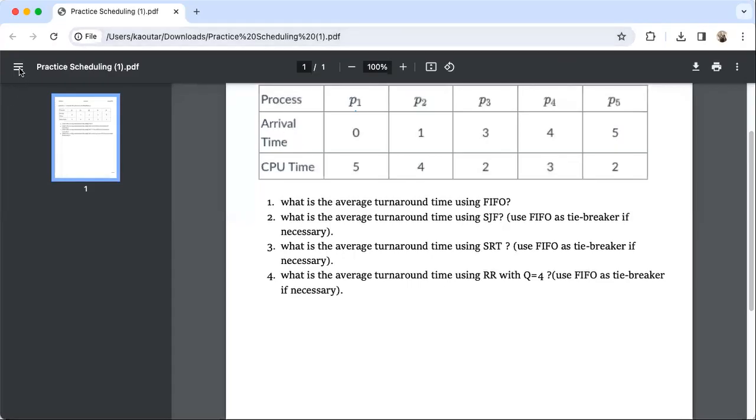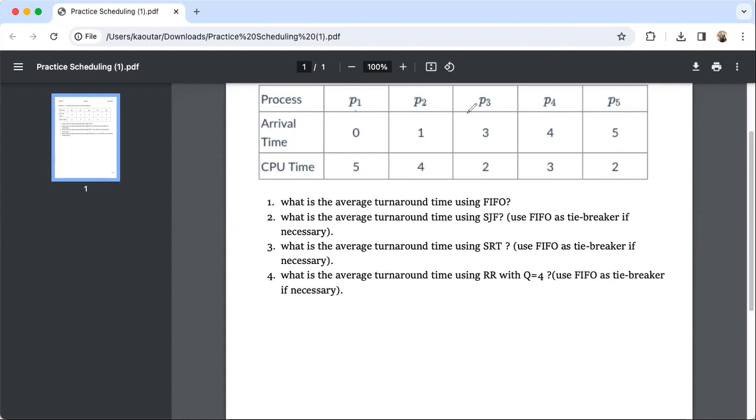Hello, everyone. So in this lecture, I'm going to try to go over some of the main ideas or concepts that will be covered in the first exam. One of the exercises in exam one will be about the CPU scheduling that we've covered so far. This is a practice exercise that I need you to try to practice before the exam.